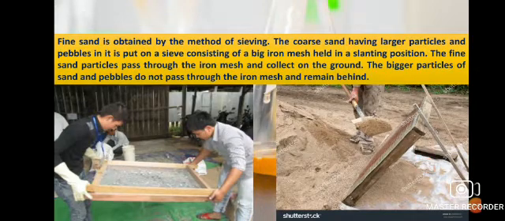Understood? The bigger particles of the sand and the pebbles do not pass through this iron mesh. Why? Because they are larger than the pores of this iron mesh. So thus the fine sand can be separated from larger particles by the process of sieving.